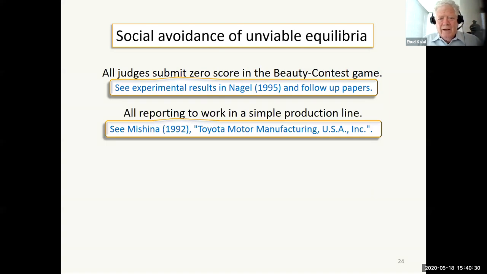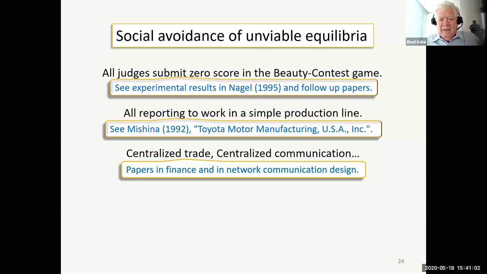And so on. All reporting to work in a simple production line. Simple production lines are low viability, because if one person fails to work, then the rest of the line doesn't work. And if you work on an incentive system, you don't want to come to work at all. And this is actually a nice paper by Mishina from the Harvard Business School that shows how Toyota Motor Company designed their production line not to be a simple production line that is subject to this lack of sustainability.